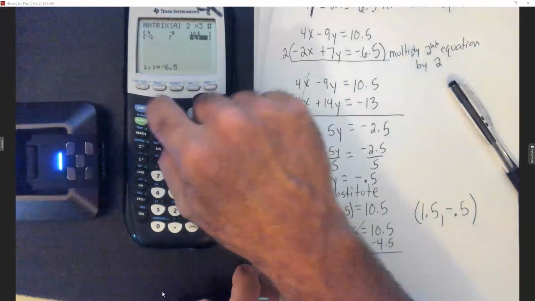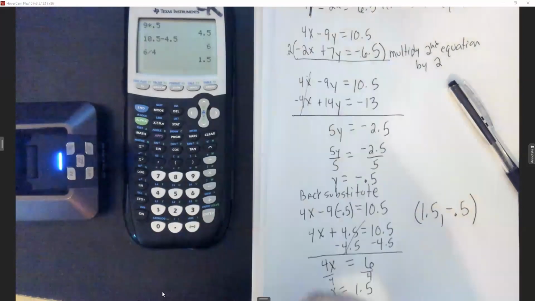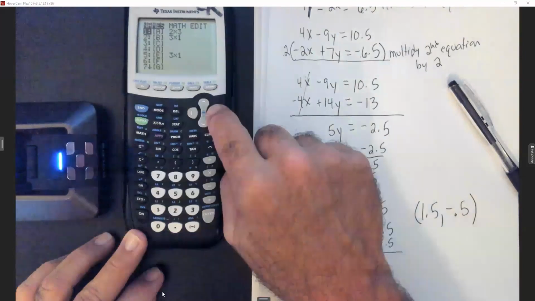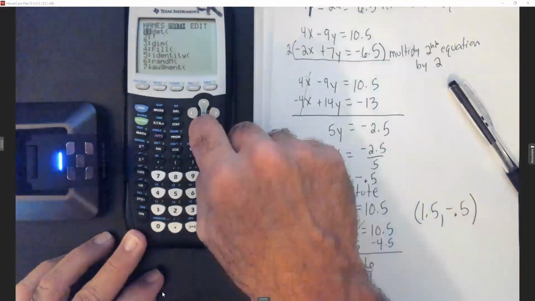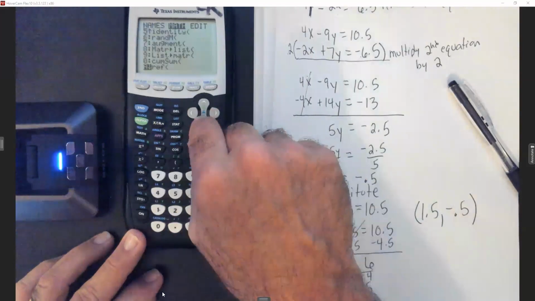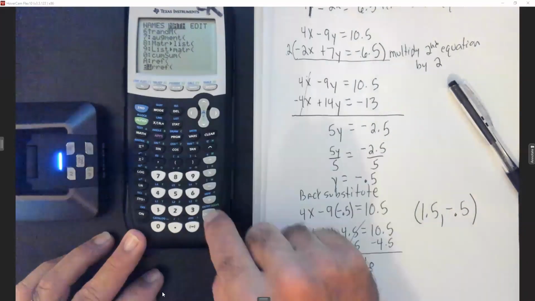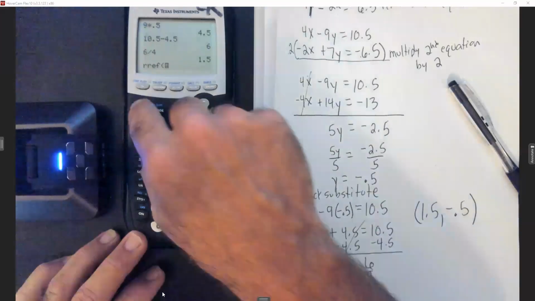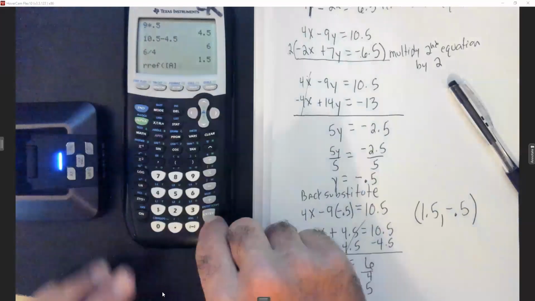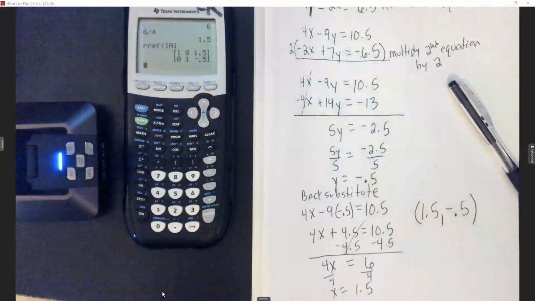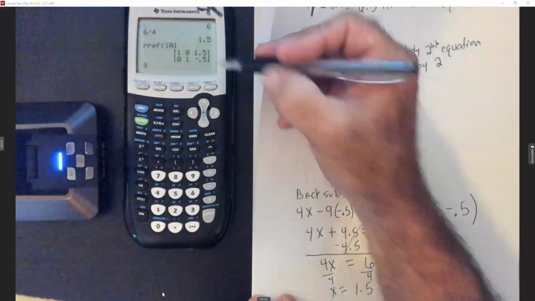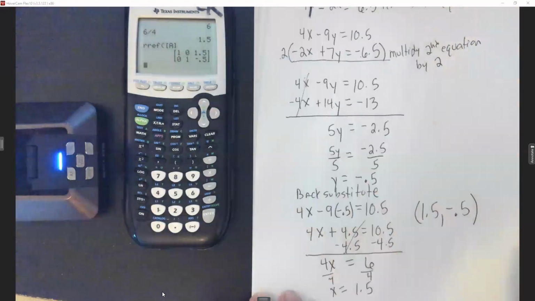I then went to get the RREF by hitting second, x negative 1, going over to math, and arrowing down till I get the RREF, enter. Now go back and get the matrix. Second, x negative 1, enter. And then there we go, 1.5 for my x, and then my negative 0.5 for my y. I'm going to love that calculator before long, right?